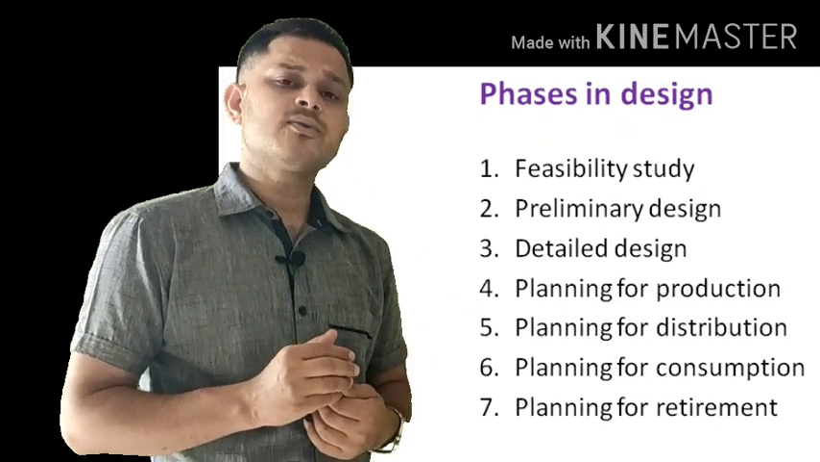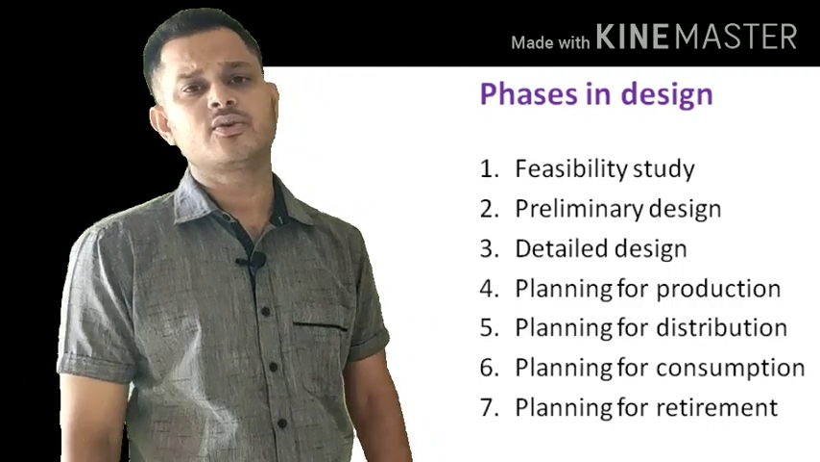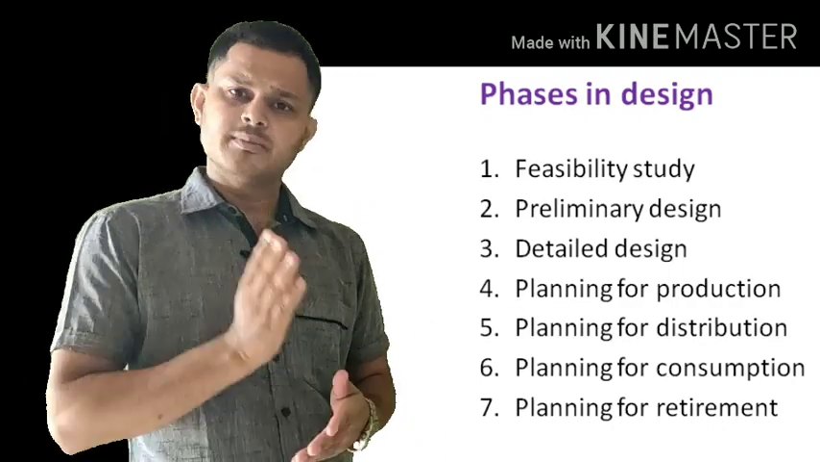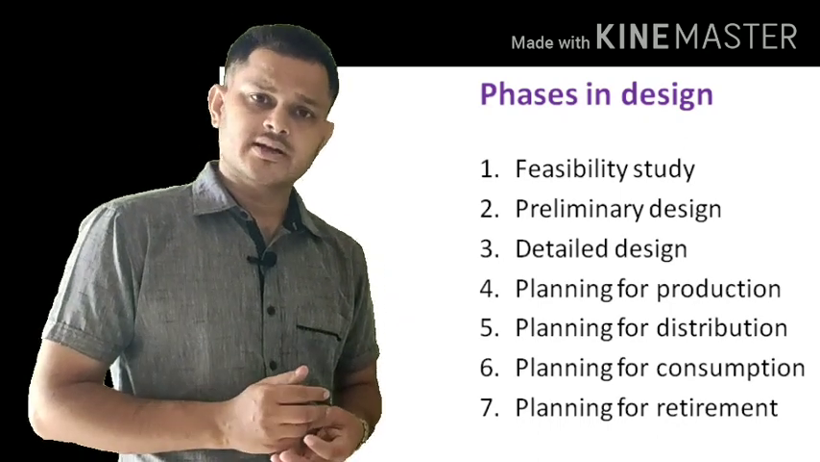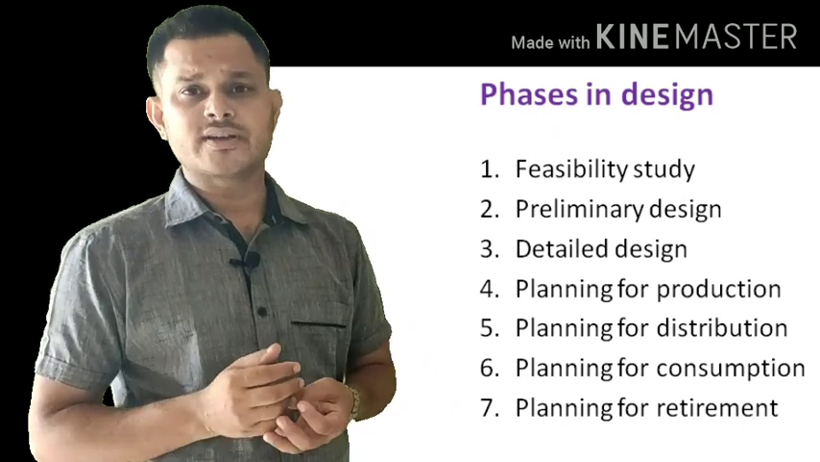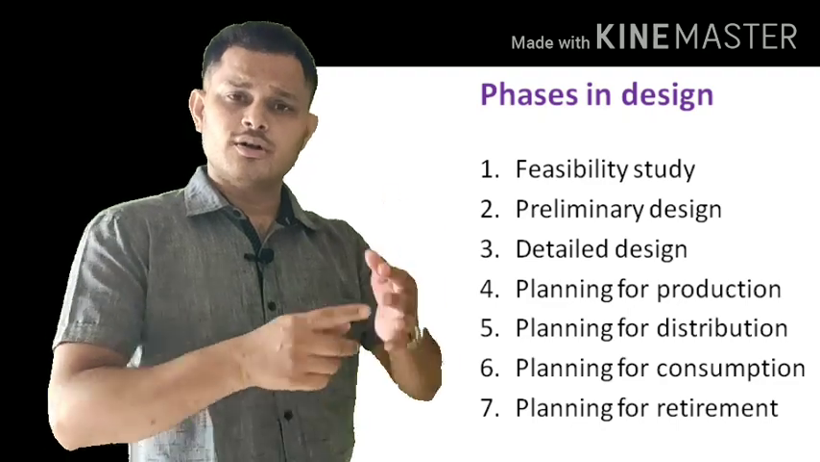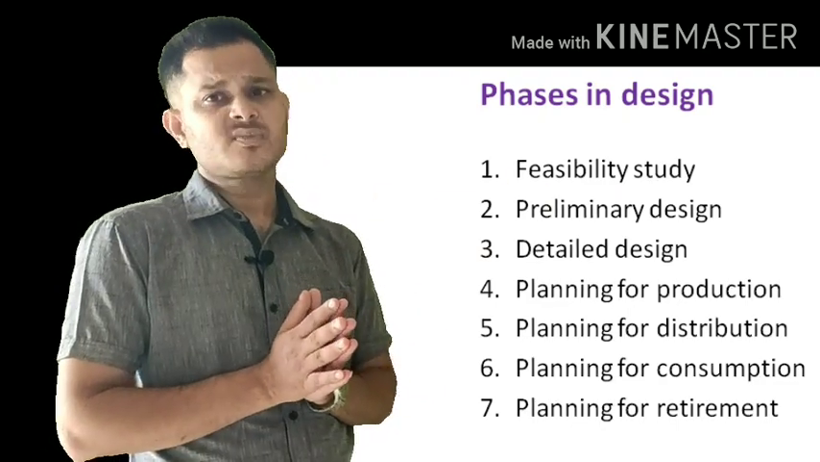Then comes the planning for production. Now a design engineer is not just an engineer who is just designing. He must plan for the production also. What are the processes the product has to go through? What are the different machining and manufacturing processes that have to be followed? All those planning also a design engineer does.